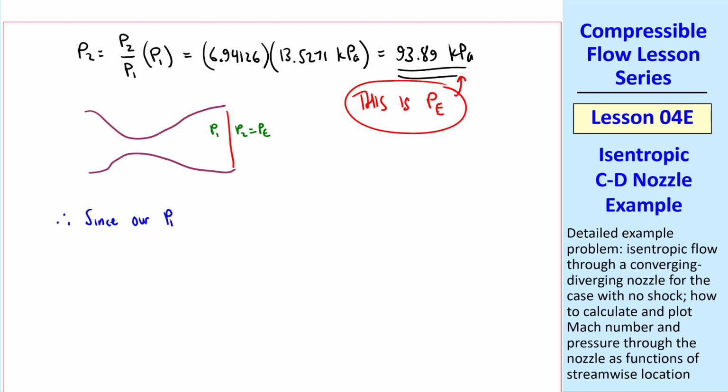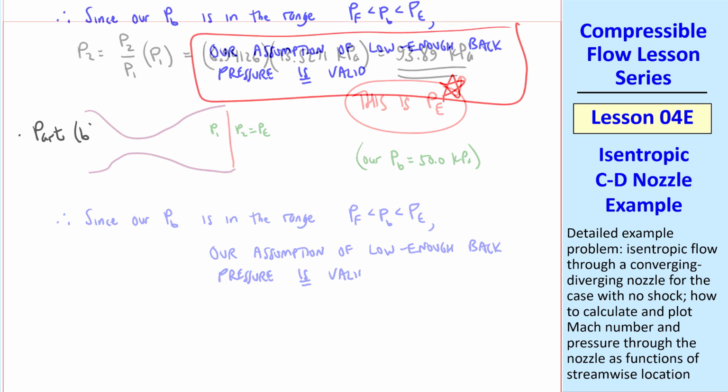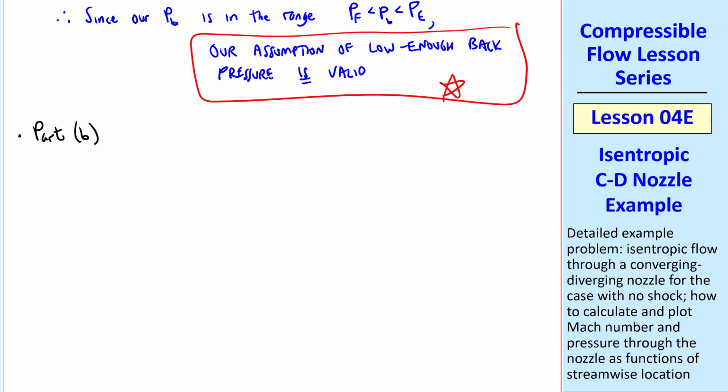Finally, since our PB is in the range between PF and PE, where we recall our PB is 50.0 kPa, we can therefore conclude that our assumption of low enough back pressure is valid. Now let's do part B of our problem, which was to calculate V at the throat and at the exit plane and the mass flow rate.